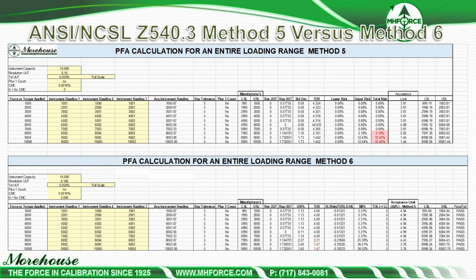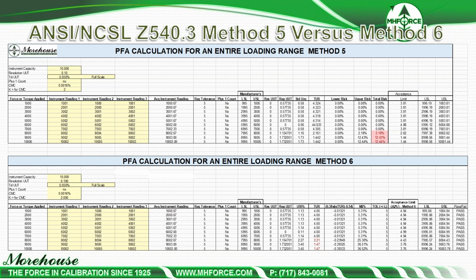So here we have our TUR sheet, PFA. I call it the PFA sheet. Again, anybody can get this after the webinar. They'll get an email and they can download it. Here are two samples, method 5 versus method 6.